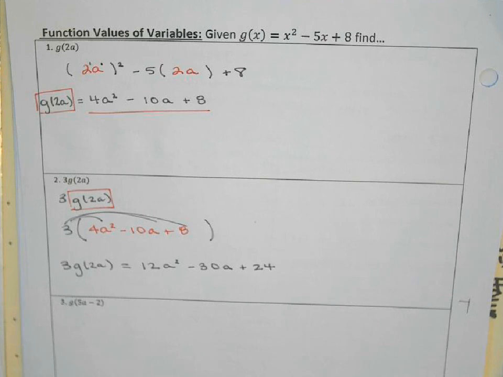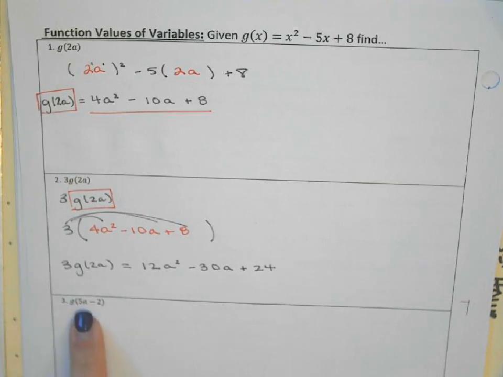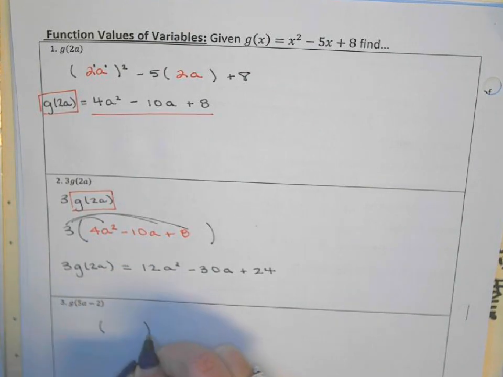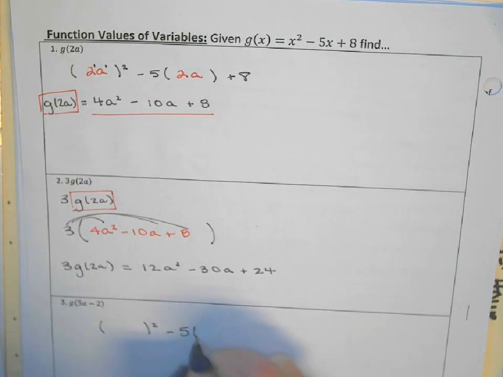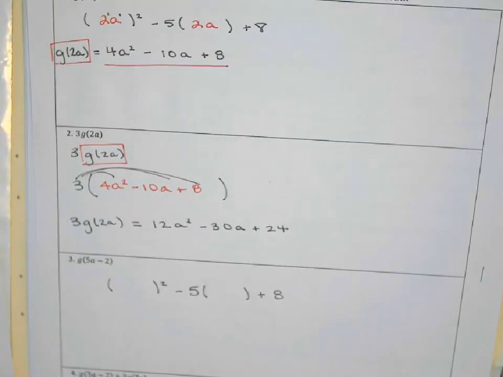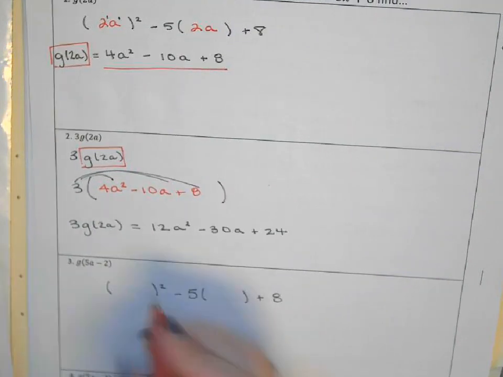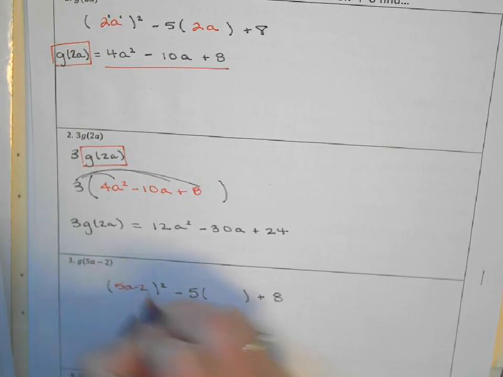It's very similar to what we did in number 1, but this time what we're going to plug in is 5a minus 2. So again, we're going to take that g function. I'm going to rewrite it. We have x squared minus 5x plus 8. What did we replace for x this time? 5a minus 2. So that's what we're going to plug in.